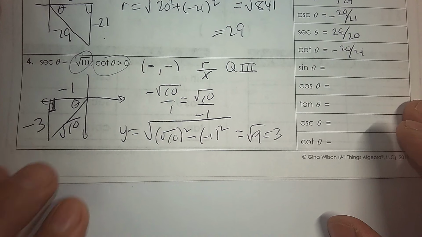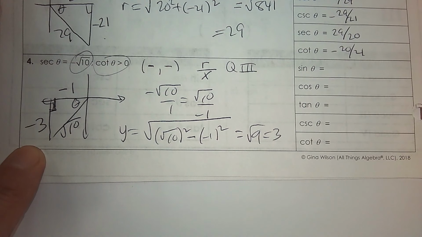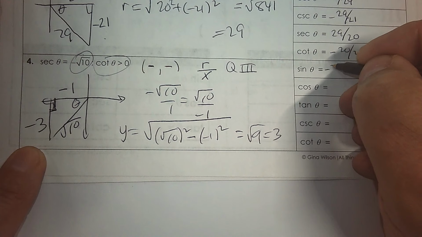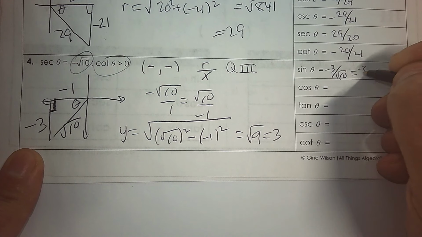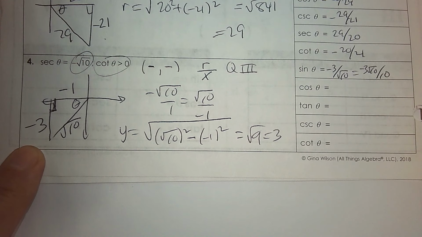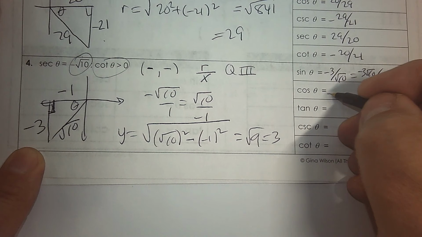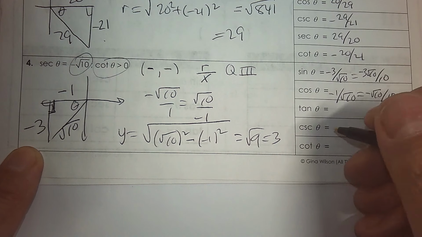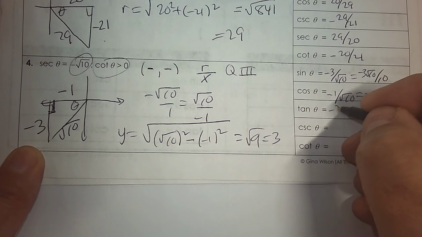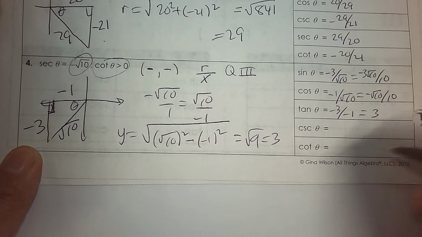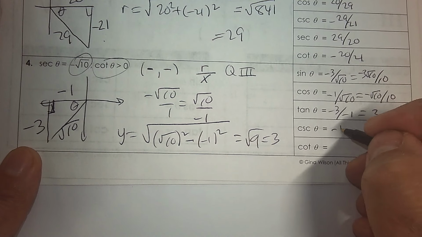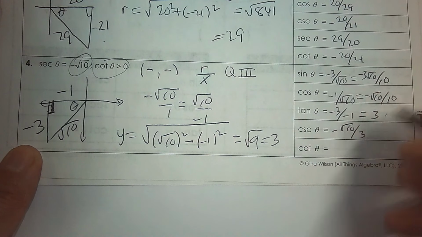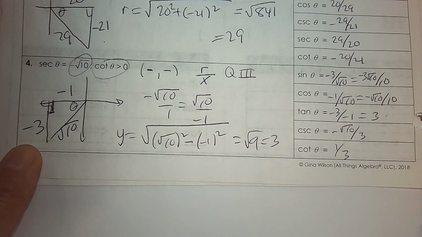Then use your definition. So sine is opposite over hypotenuse, y over r, whichever one you want there. So it's negative 3 over root 10 multiplied by root 10, and it's negative 3 root 10 over 10. Cosine's negative 1 over root 10 multiplied by root 10, and you get negative root 10 over 10. Tangent's opposite over adjacent. That's negative 3 over negative 1, which is just 3. Cosecant's the reciprocal, so it's negative root 10 over 3. Cotangent is the reciprocal here of 3, which is positive a third. All right, turn the page.